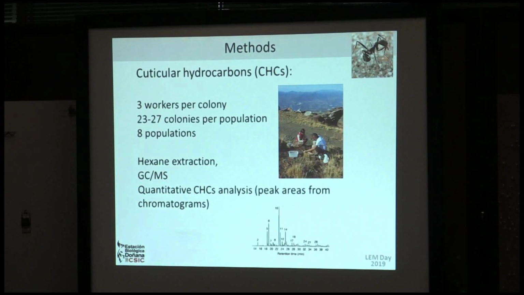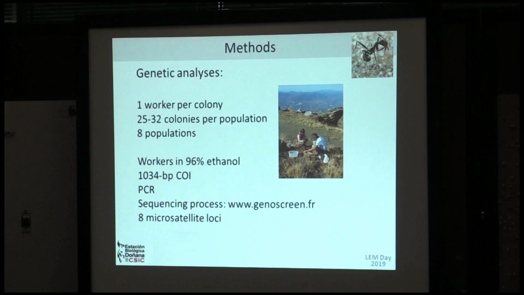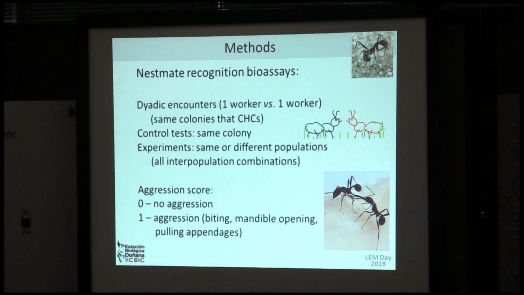For the methods, we first studied the cuticular hydrocarbons with a lot of colonies per population in these 8 populations, and we did a quantitative cuticular hydrocarbon analysis, analyzing the peak areas from the chromatograms. For the genetic analysis it was more or less the same: only one worker per colony for a lot of colonies per population in these 8 populations. The sequencing was done by Genoscreen in France with 8 microsatellites and PCR.